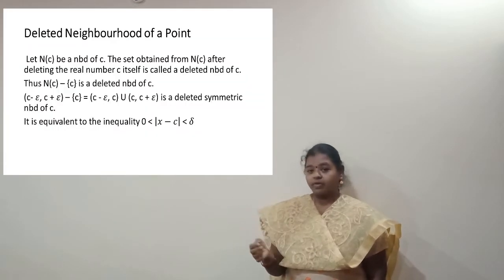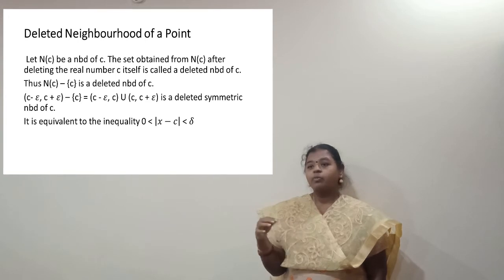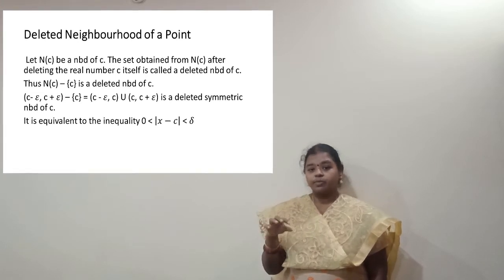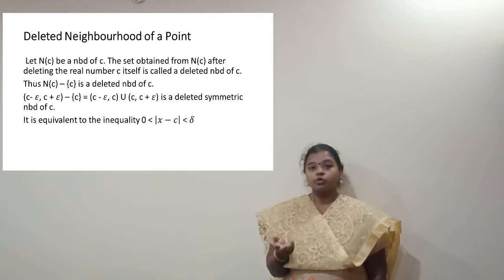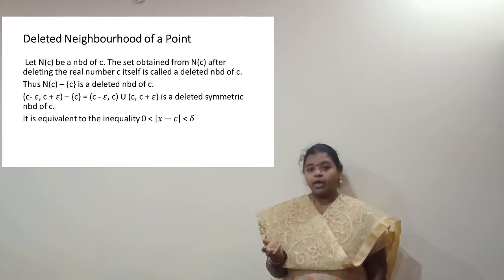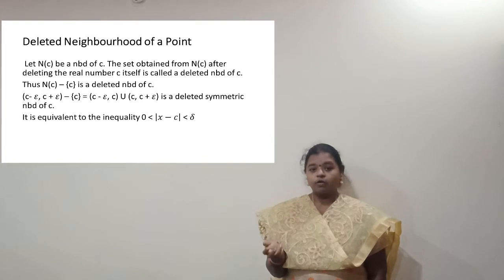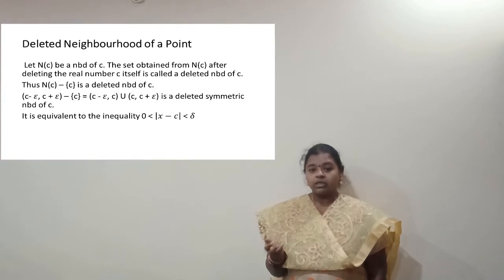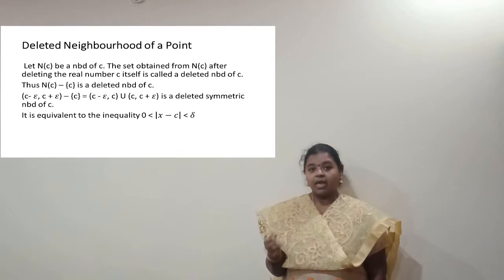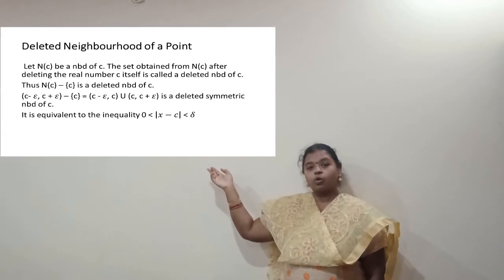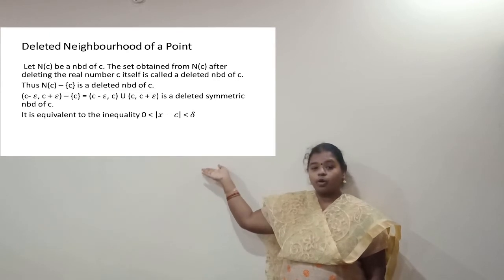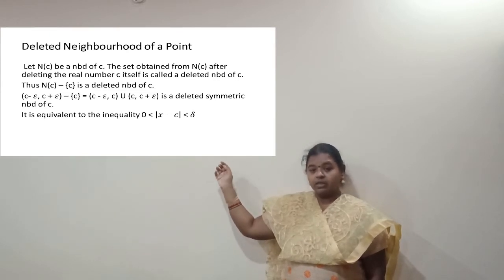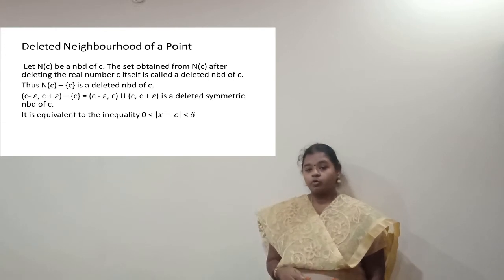The next definition would be deleted neighborhood of a point. When I say deleted, when we have a number of points, a particular point will be deleted. We all know neighborhood of a point is expressed by N(C). So let's consider N(C) to be a neighborhood of C. The set obtained from N(C) after deleting the point C, which is a real number, is called a deleted neighborhood of C. Therefore, N(C) minus {C} is a deleted neighborhood of C.